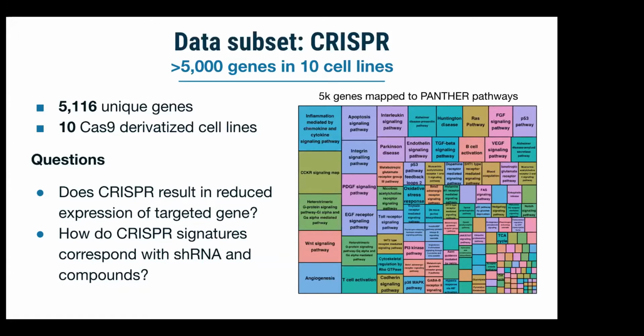And this plot on the right just kind of gives a sense for the diversity of genes represented in this CRISPR data set by mapping them onto Panther pathways. So you can see there's a large number of different pathways that are represented to some extent. So it's a fairly diverse representation of genes.